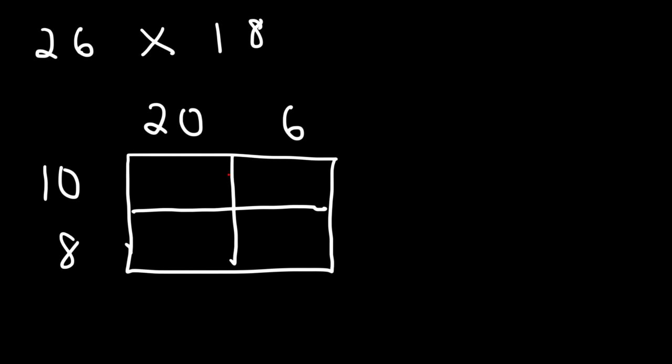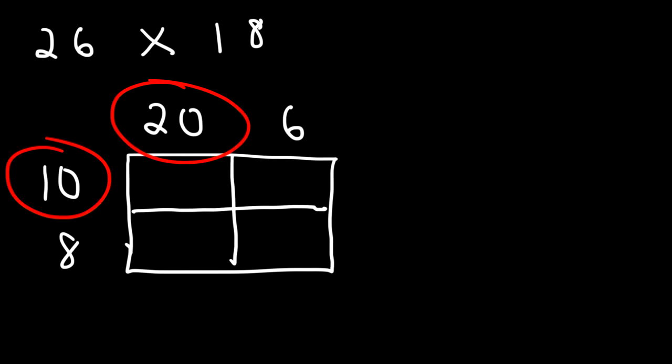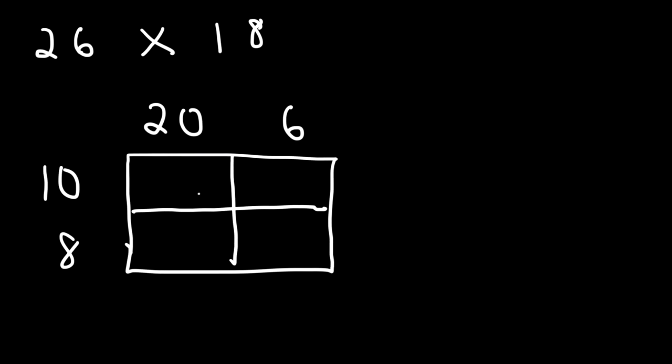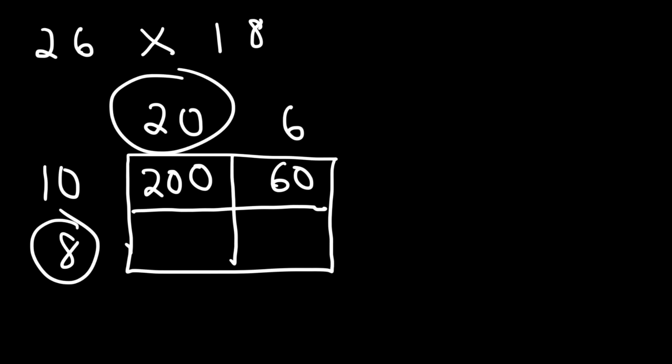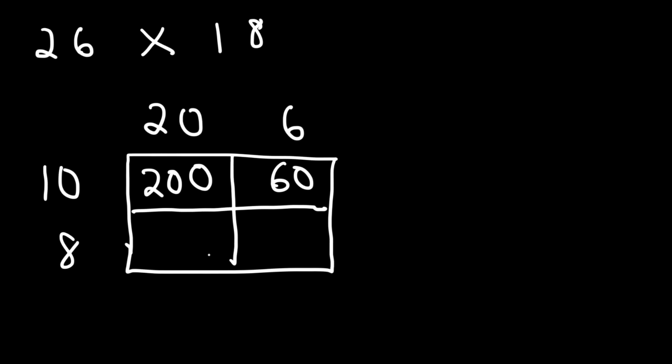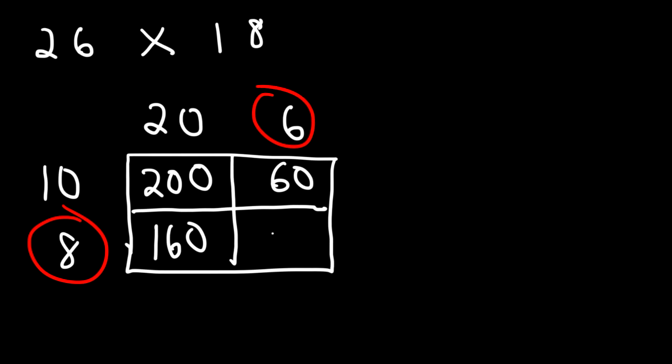So to get the information for the first box, we need to multiply 10 by 20. 1 times 2 is 2, and then just add the two zeros. So 10 times 20 is 200. Now, let's multiply 10 by 6. 10 times 6 is 60. And then we need to multiply 8 by 20. 8 times 2 is 16. Add the 0, we get 160. And finally, 8 times 6 is 48.